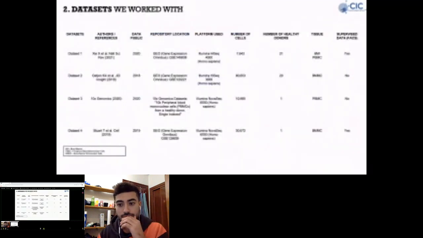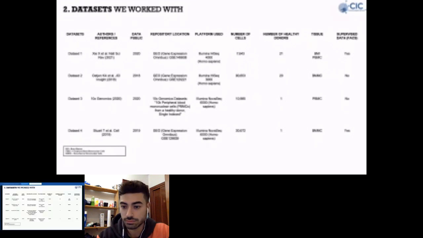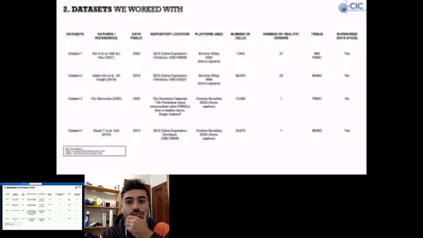Once you know the bioinformatic workflow that we have followed, it's really important to understand the dataset that we work with. One important point here is that datasets 1 and 4 are supervised, so we know the cell type assigned by flow cytometry, and we employed these datasets for random forest analysis, which is a machine learning approach.